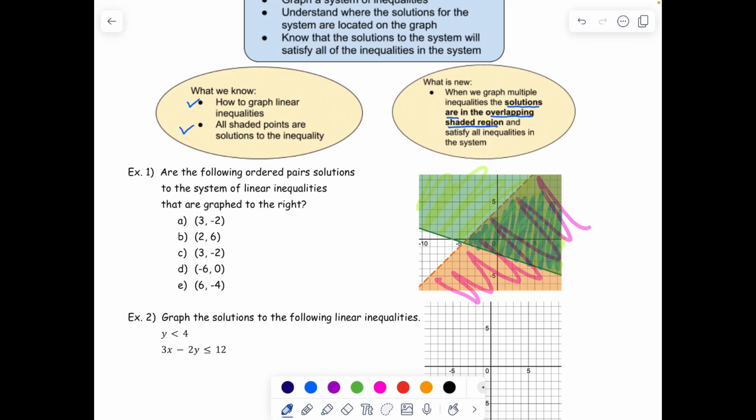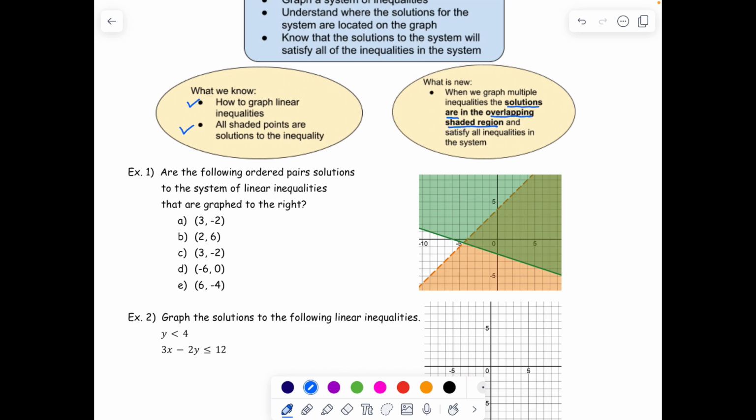And also be really mindful that this line is solid, which means we include all of those, and this line is dotted, which means we don't include all of those. So if it's on that line and it's dotted, you don't include it. It's not a solution. But if it's on that line and it's solid, you can include it. Okay, let's erase that because I made a mess.